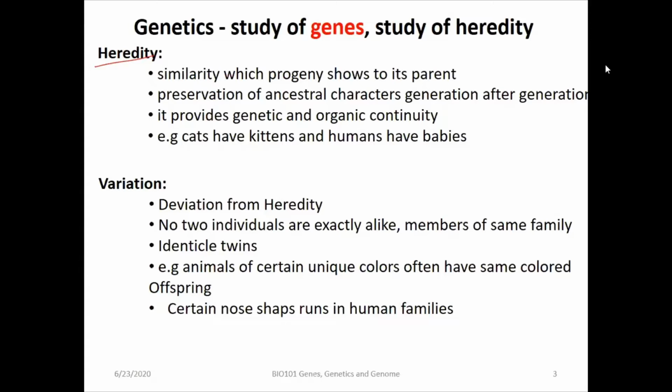So two siblings will not look 100% alike. There will be differences in different traits or characters. For example, a certain nose shape runs in a human family, but not everybody is going to have a sharp nose. Someone will have a flat or slightly flat nose. Someone will have dark brown eyes, others black eyes. Someone with fair complexion, taller height, while the other siblings may have intermediate or short height. So this is what we call variation.